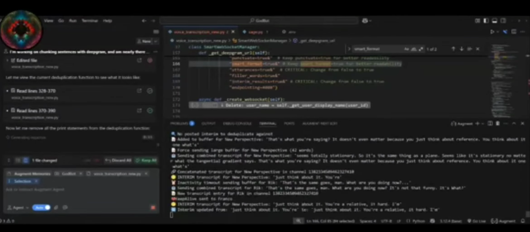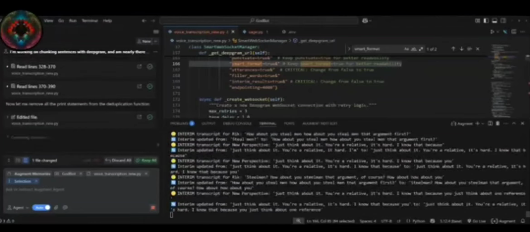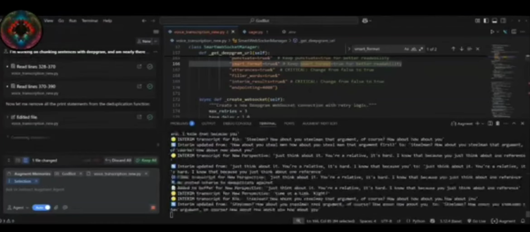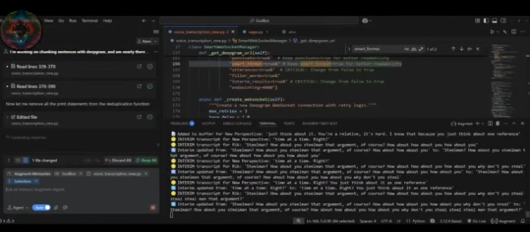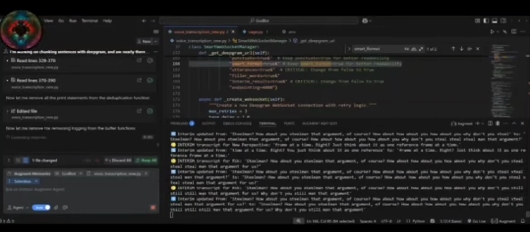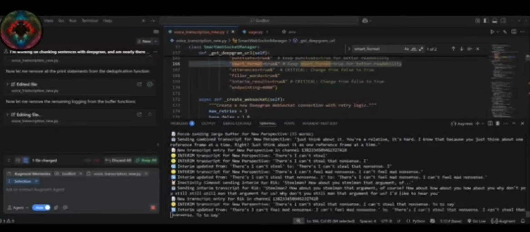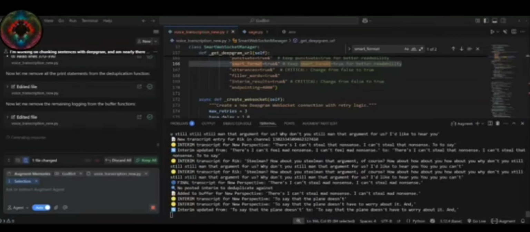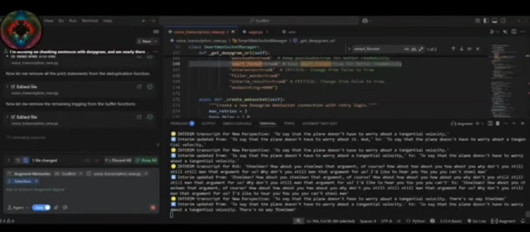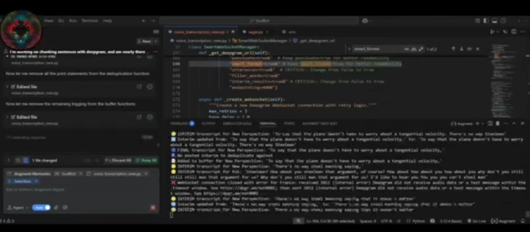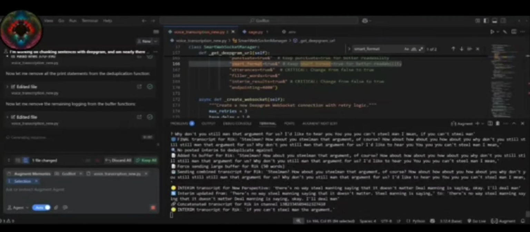Just think about one reference frame at a time. Why don't you steel man that argument for us? I'd like to hear you do it. I can't steel man nonsense. To say that the plane doesn't have to worry about the tangential velocity, there's no way. Steel manning is saying, okay, I'll steel man the argument.